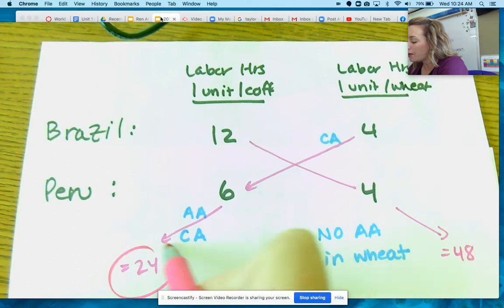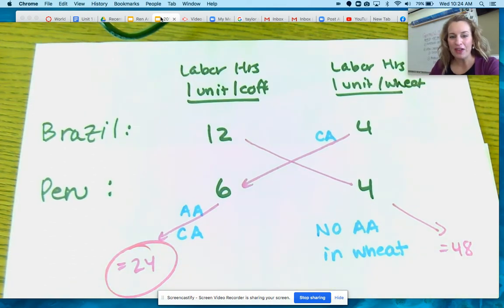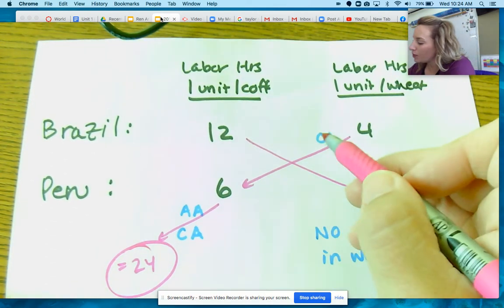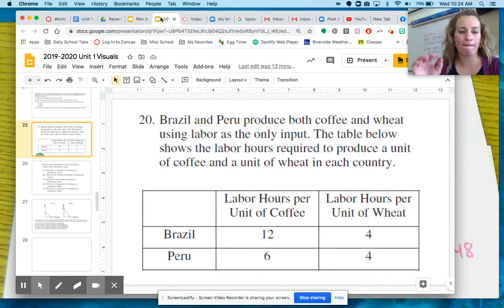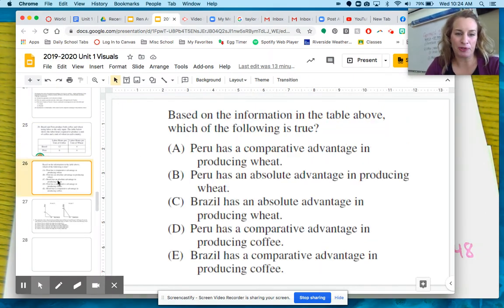So over here, it's 24. And that aligns with the comparative advantages that we've already determined. So again, this is why I like that method to double check, to make sure that if I did do something wrong, I could catch it before I look at the answers. So let's go back over to the question. This is the data. Here are the options.